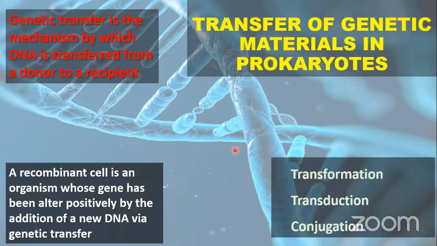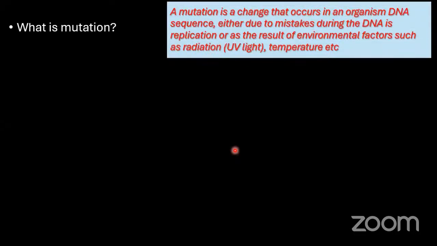Now, I said the other time that during DNA replication, if there is any error, it could lead to mutation. Now, we want to look at mutation. What is mutation? That is our next topic for this revision. Mutation is a change in the sequence of an organism. It is a change in the DNA sequence of an organism.